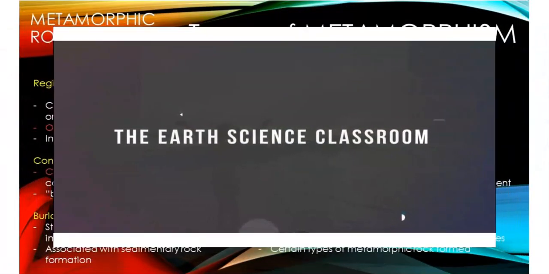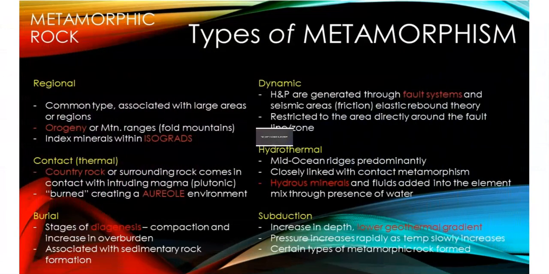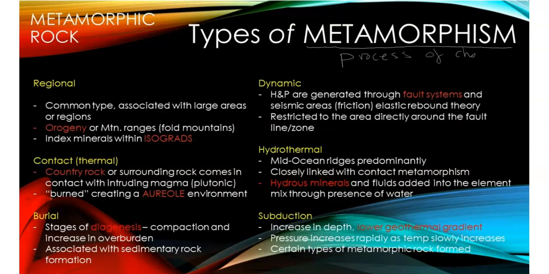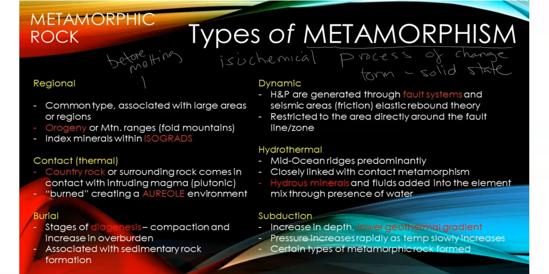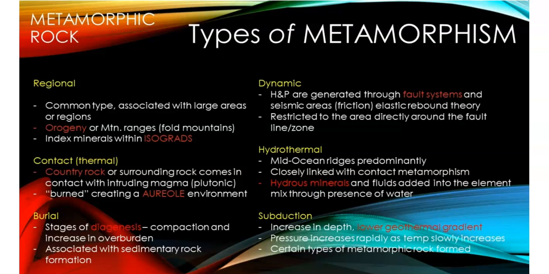Okay, so we have the types of metamorphism. So again, metamorphism is the process of change in form whilst in a solid state. So this is basically an isochemical reaction, and this is before we get to melting. So we have higher temperature and higher pressure in certain conditions. And there are two main types. Okay, so the two main types would be local, and the other one would be more regional.